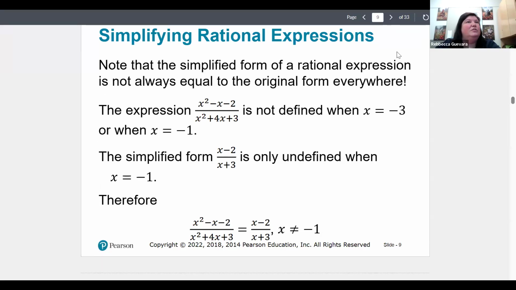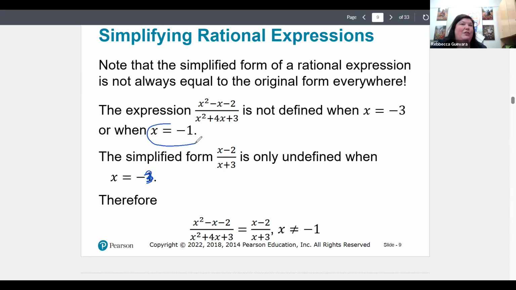Okay. So as we see here, note that the simplified form of the rational expression is not always equal to the original form everywhere. The expression that we had for x squared minus x minus 2 over x squared plus 4x plus 3 is not defined when x is equal to -3 or when x is equal to -1. The simplified form of x minus 2 over x plus 3 is only undefined when x is equal to -1. Or, sorry, -3. That was a typo there. This one's only undefined when x is equal to -3.